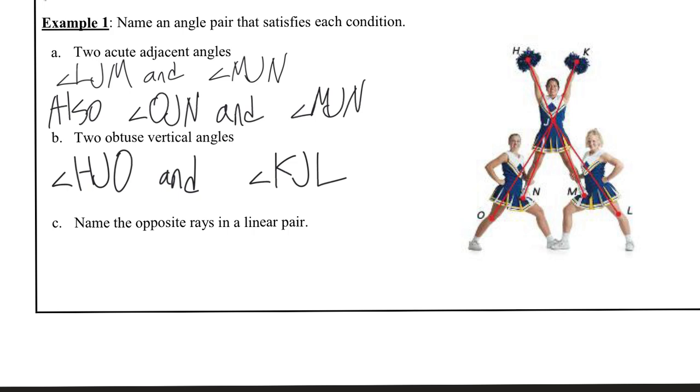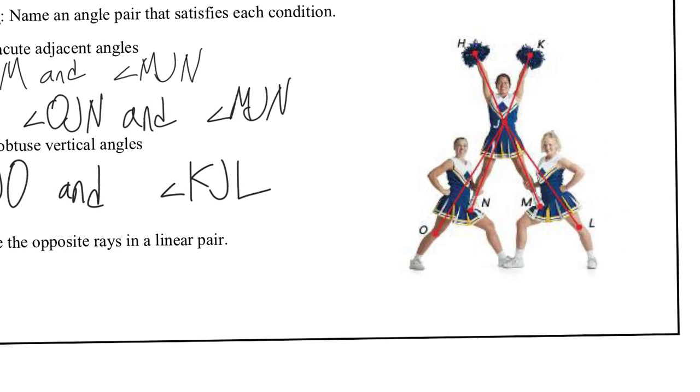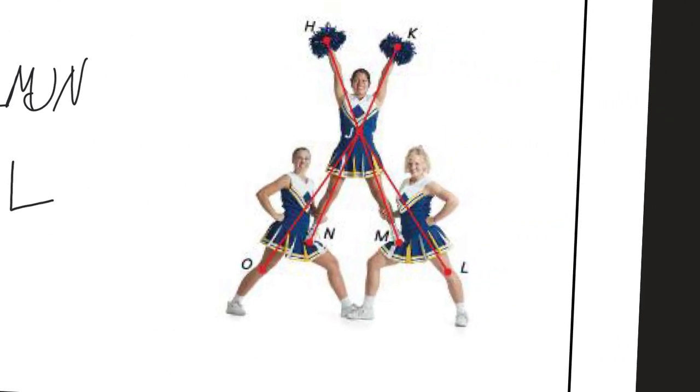You could also say HJN, that's even more obtuse, and KJM. Those would also be acceptable answers, but I just wrote what I said first down. Moving on to part C, it says name the opposite rays in a linear pair. Remember, a linear pair are angles that are adjacent to one another and then they share a flat line, okay? So if I see it changing direction, it's not a linear pair, okay?